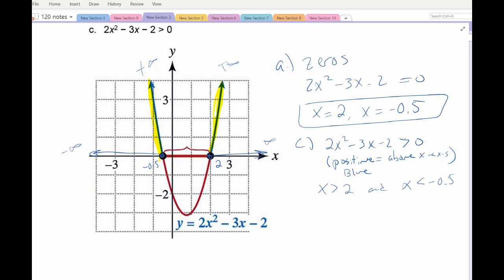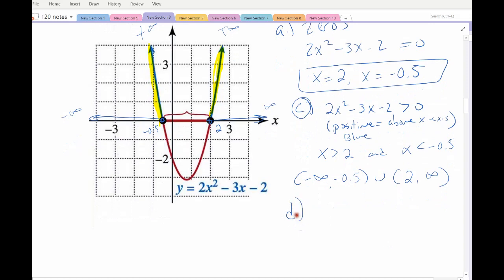We'll do B next. Alright, positive when it's above the x-axis. So positive on the tails, going bigger than my zero at 2 and less than my zero at negative 1/2. Using interval notation, it's negative infinity to negative 1/2, or 2 to infinity. There is where the function is positive, which was part C.